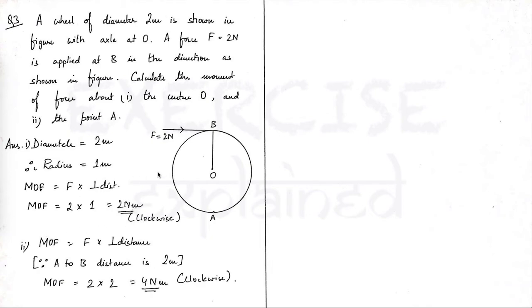And coming to the next part, that is about the point O. Moment of force will be force into perpendicular distance again. So force is 2 Newton into perpendicular distance is 2 meters, because A and B are on opposite sides of the circle. So the distance between A to B will be the diameter, that is nothing but 2 meters. So 2 into 2 gives us 4 Newton meter, and this is going to rotate like this only. So it is clockwise. So we can write 4 Newton meter clockwise.